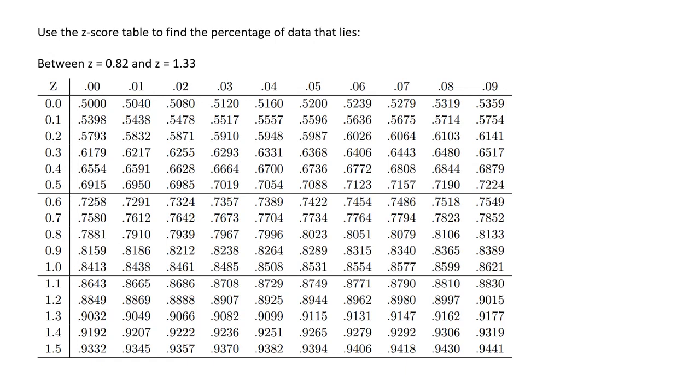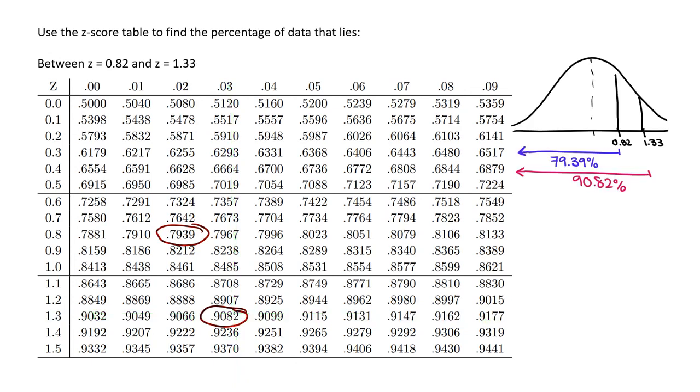We can also solve problems where we want to find the percentage of data that lies between two z-scores. So in this case, I want to find the percentage of data that lies between z equals 0.82 and z equals 1.33. So I'm going to start by looking up each of those z-scores on the table. So 0.82, there it is. I got 0.7939. And then the 1.33, I got 0.9082 when I looked those up on my table.